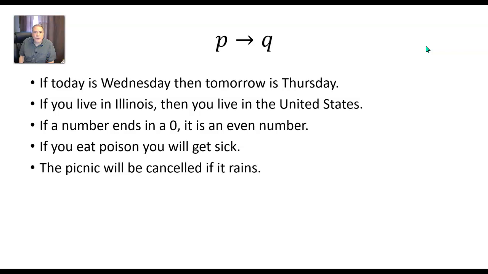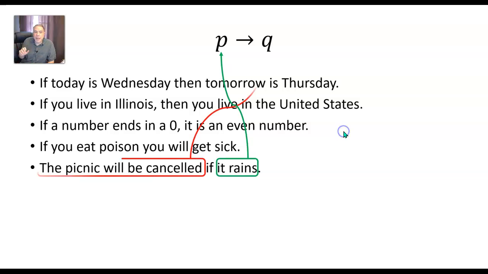The picnic will be canceled if it rains. Now careful, here I put the consequent first and the antecedent second in the ordering of the words in this sentence. But the if part is if it rains. So in symbols, that's what the P stands for. It rains. And the consequent, the then part, the part that Q would stand for, is the picnic will be canceled. So the if part comes before the arrow, and the then part comes after the arrow when you translate to symbols. But in words, it could be in either order.